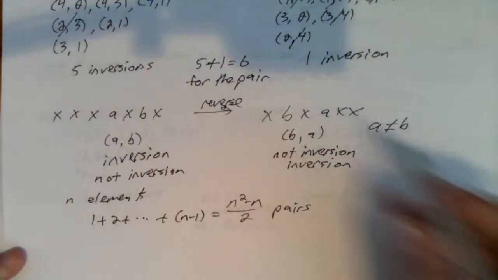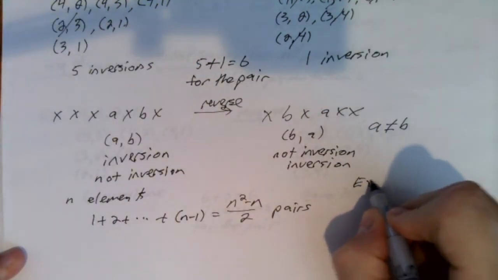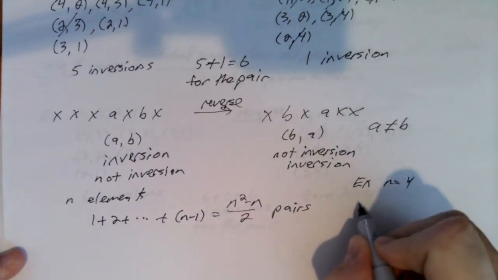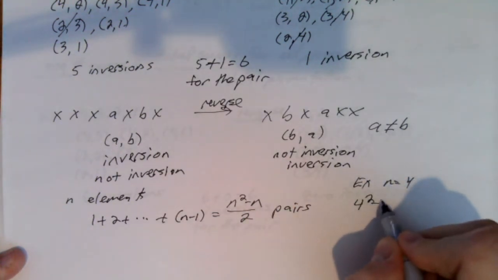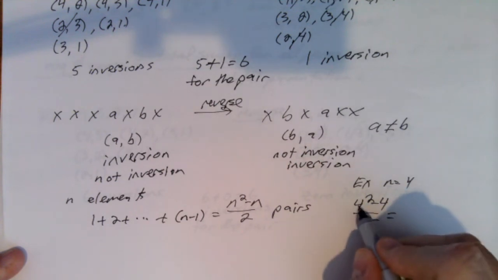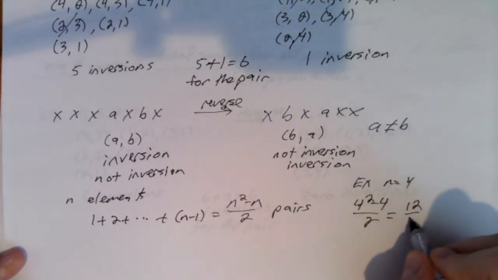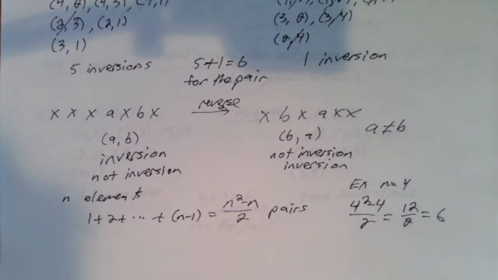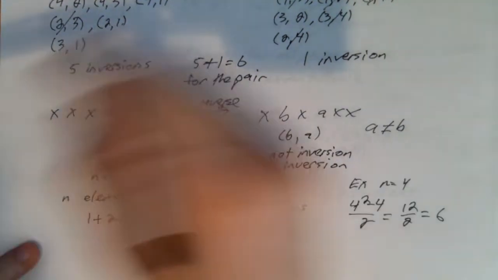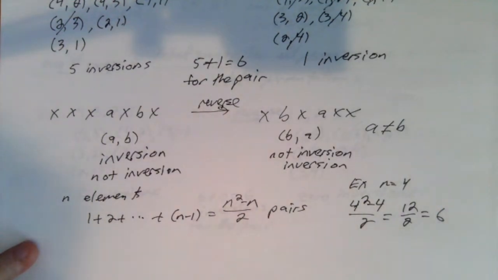Does that work here? Well, in this example, n is equal to 4. So we have 4 squared minus 4 over 2. 16 minus 4 is 12. Divided by 2 is 6. Yeah, we have 6 pairings. So now let's pull all this together to see how this works.